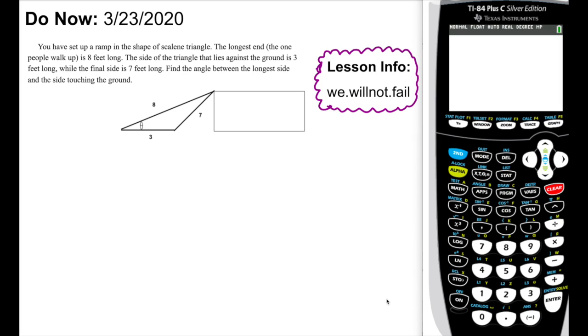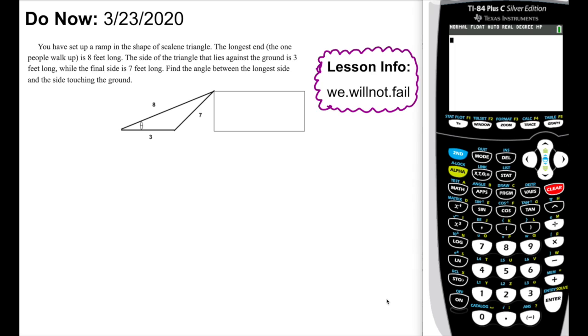This is Mr. Murray coming to you with a do now for March 23rd, 2020. This is for Course 2 Honors. In this do now, we are going to look at this word problem and try to see if we can solve it.